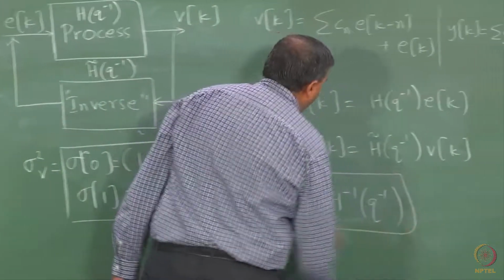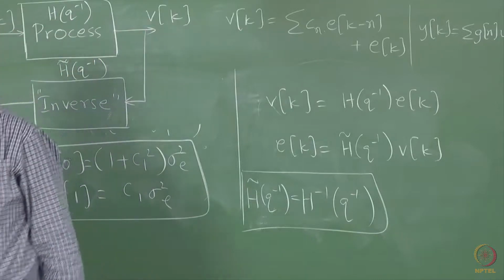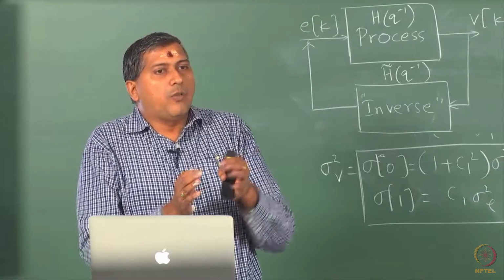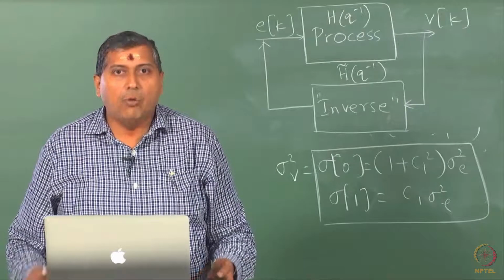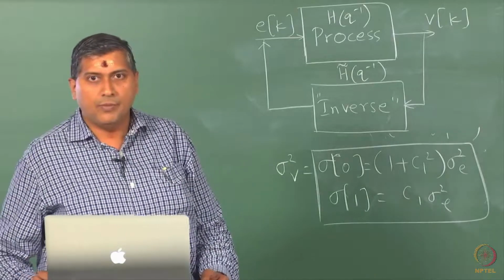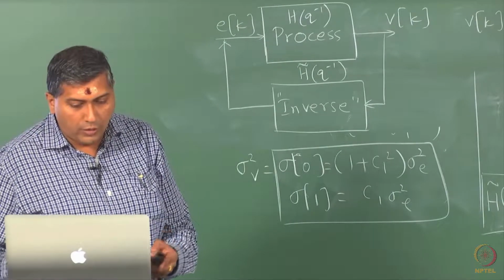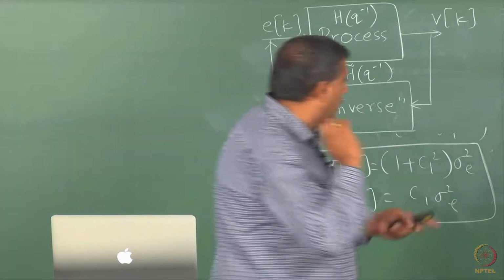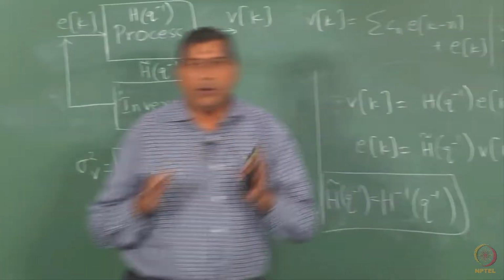Right? Why have I not written this? Because it is not so straightforward to assume that simply an inverse of H will get me 1. What one needs to do is, you have to actually formally show that H tilde is H inverse, and I am just avoiding that proof.